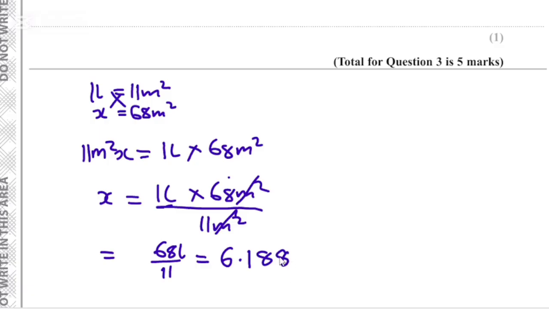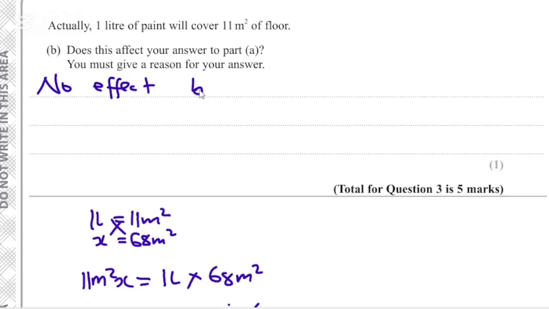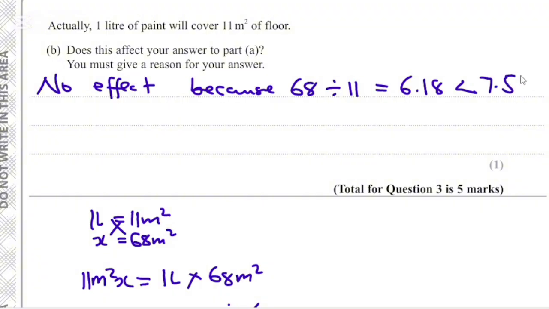because 1 liter times 68 divided by 11 gives 6.188, all right? So when you look at this amount of liters, it is less than the 7.5 liters, which is the total. So meaning there is no effect, all right? So we're going to say no effect, because 68 divided by 11 is equal to 6.18, which is less than 7.5 liters. All right, so these are liters. So no effect because of this reason.